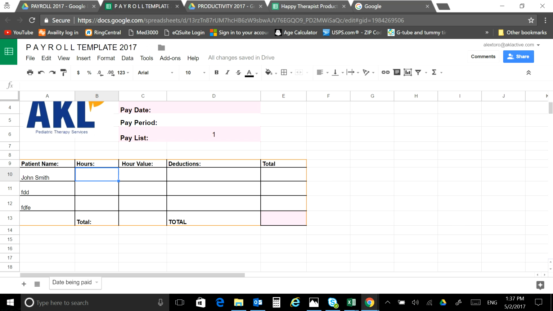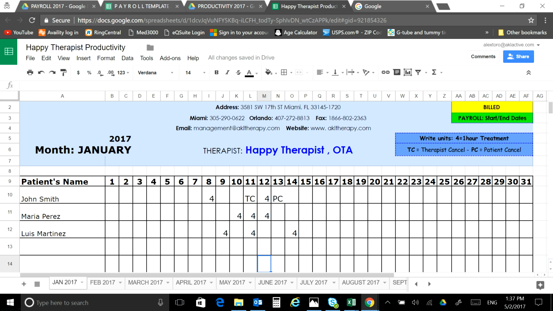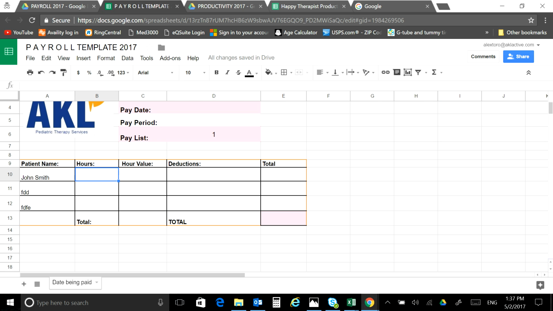So let's say you saw a client, going back here, two sessions, John Smith for the whole month. Let's say just an example. So you're gonna see two and the value of your hour. I don't know how much money you're gonna make, but then the total you're gonna receive here. You're gonna add all the totals and you're gonna see the results. So it's very easy for you guys to keep track and make sure that you're getting paid where you're supposed to get paid when it's time to get paid.